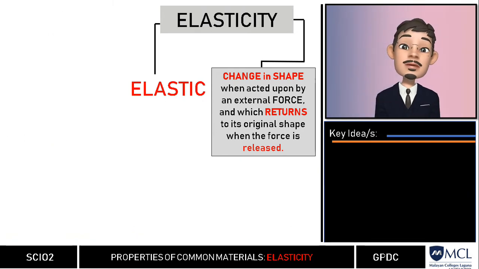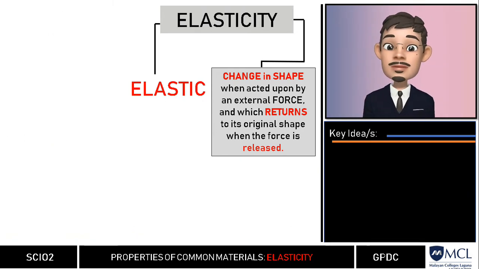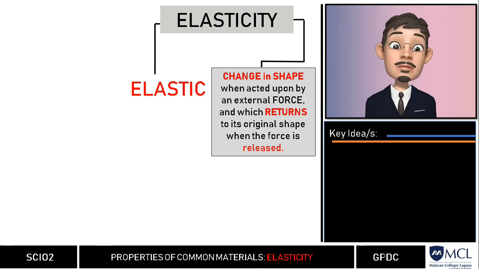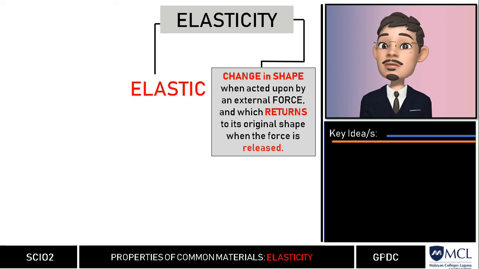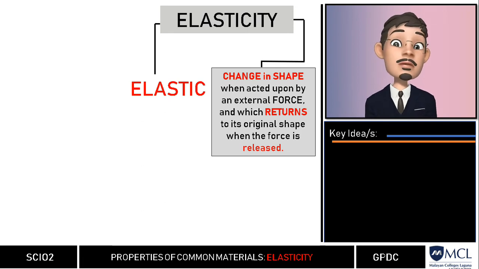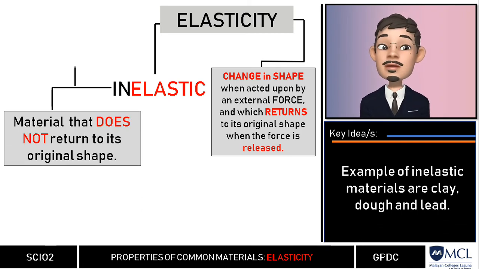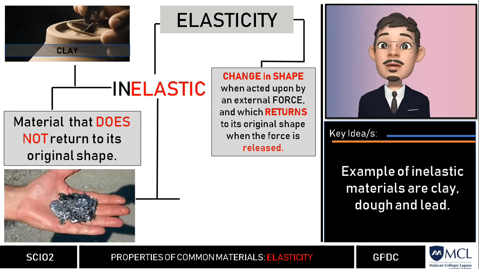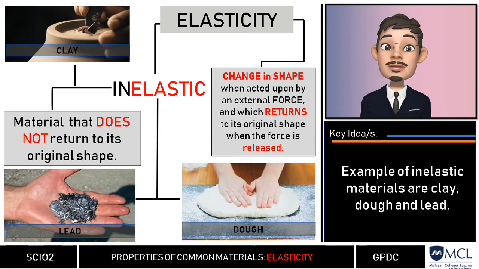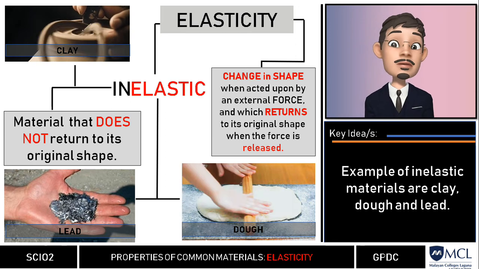Not all materials return to their original shape when a deforming force is applied and then removed. Materials that do not resume their original shape after being distorted are said to be inelastic. Clay, dough, and lead are all inelastic materials because they are easy to distort permanently.